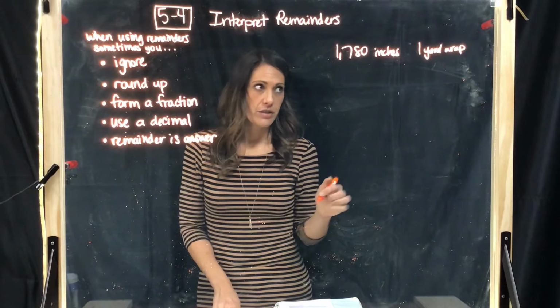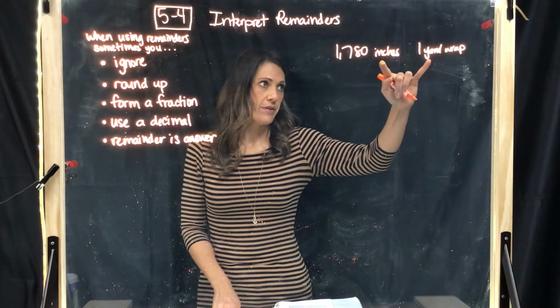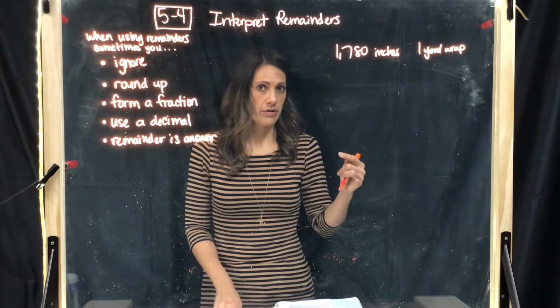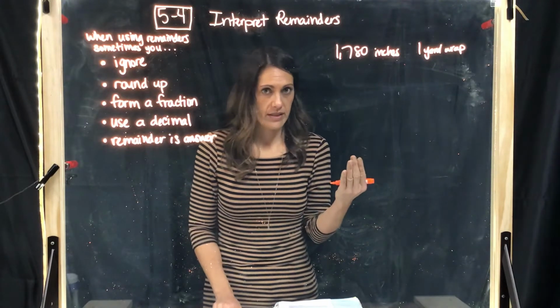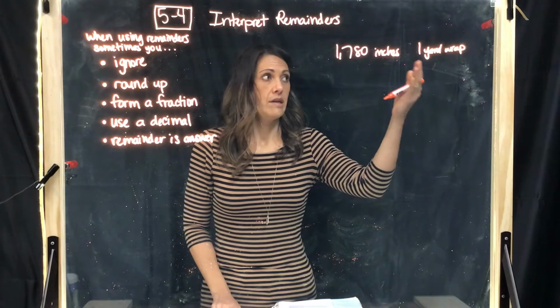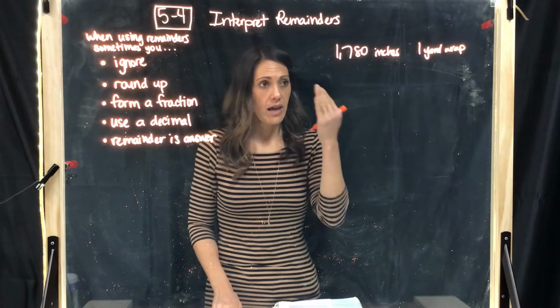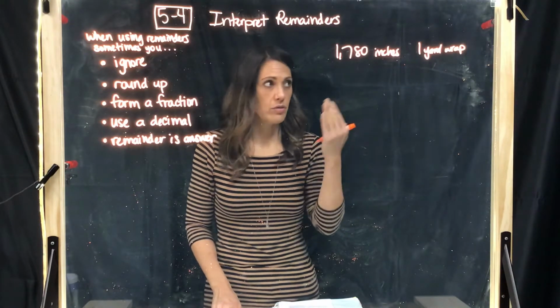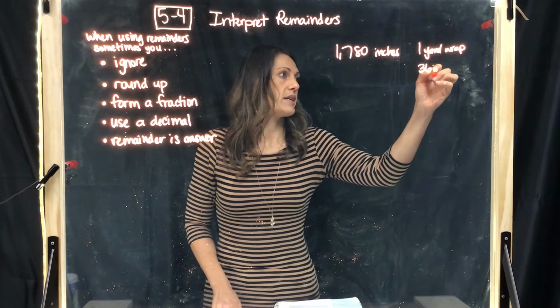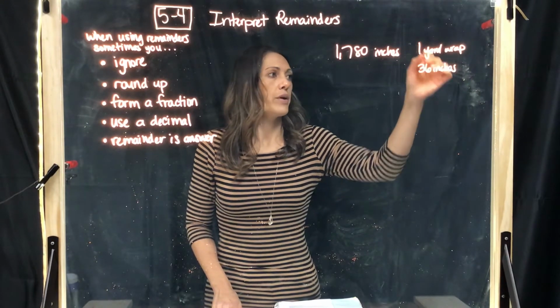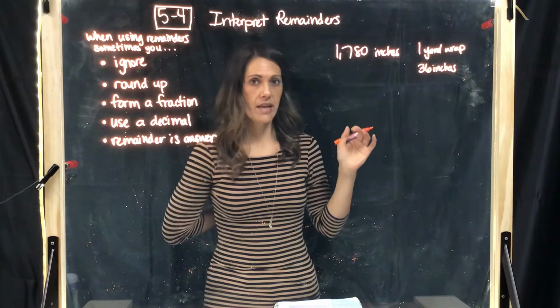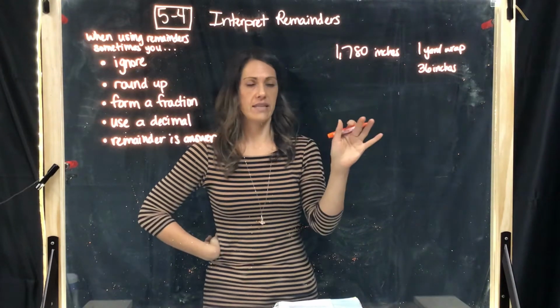The first thing I need to see is that I have two different things. I have inches and a yard, so I need to make these both the same. So I'm going to turn this into inches. I know that 1 yard is 3 feet, and 1 foot is 12 inches, so 12 times 3 is 36 inches. So 1 yard is 36 inches. Now I have inches, and I can divide these.